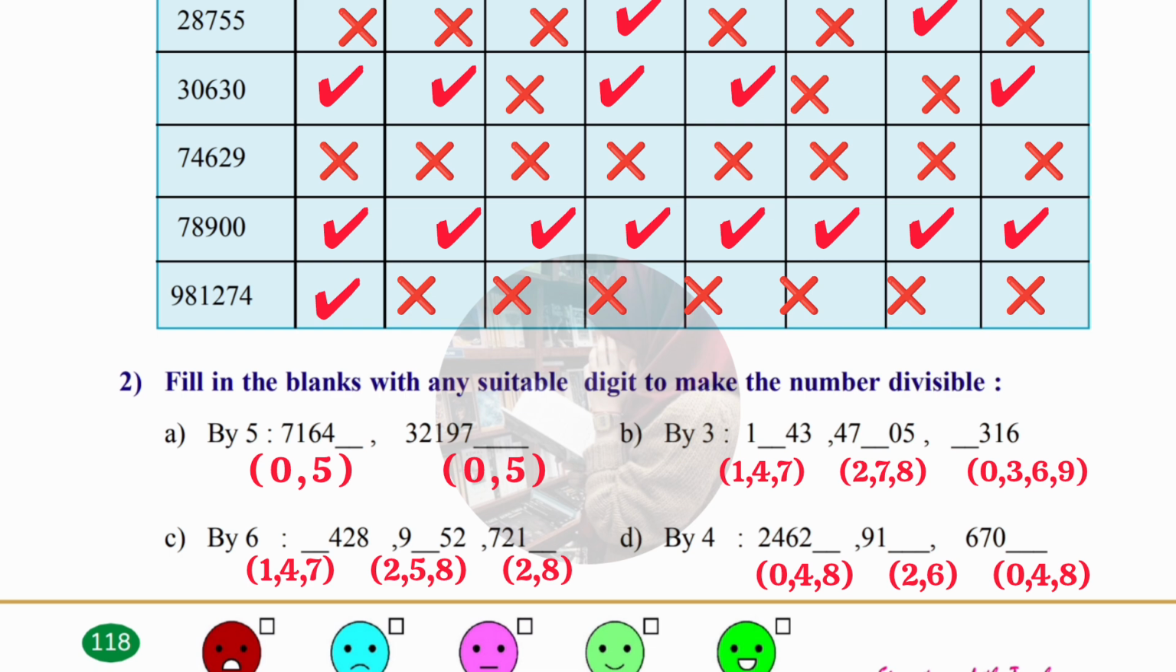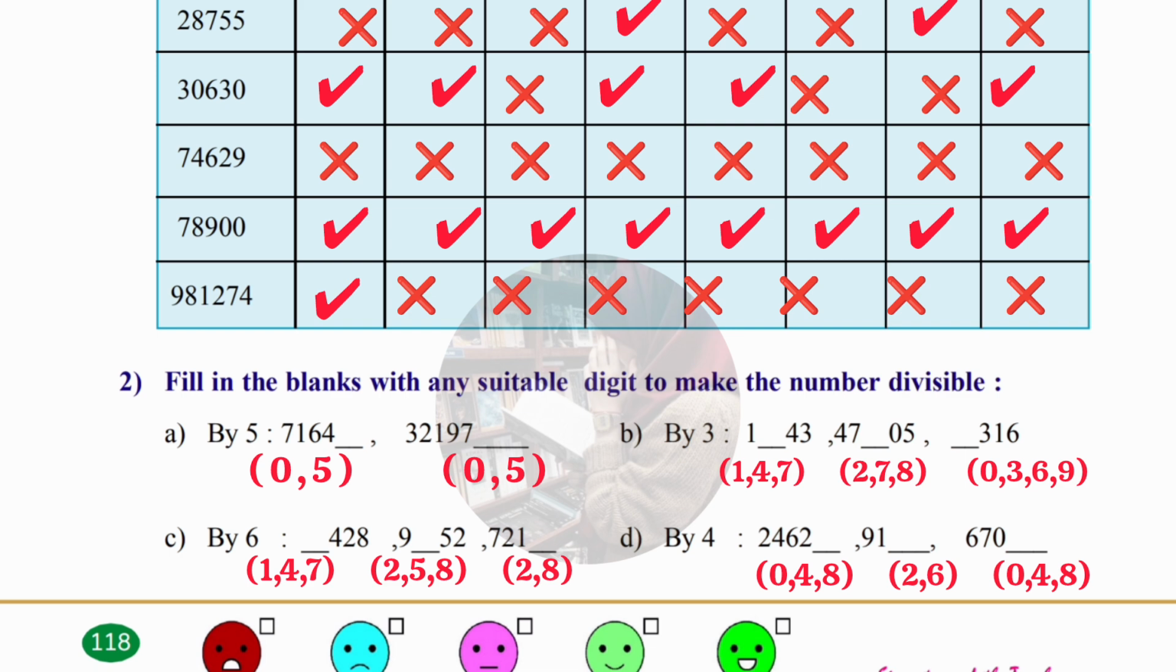Let's see the fourth number. The given three numbers should be divisible by 4. What is the rule? The last two digits should be divisible by 4. Here the second-to-last digit is 2 and the last digit should be 0, 4 or 8. Then it is divisible by 4.